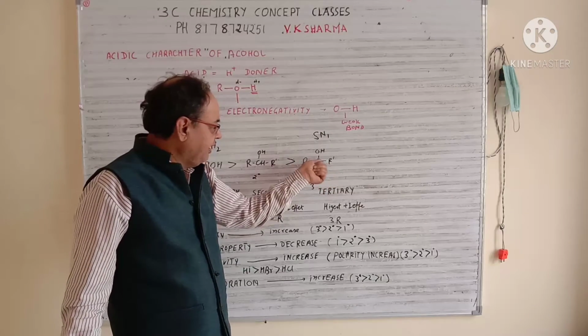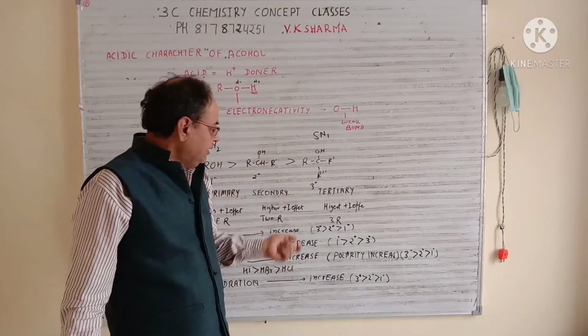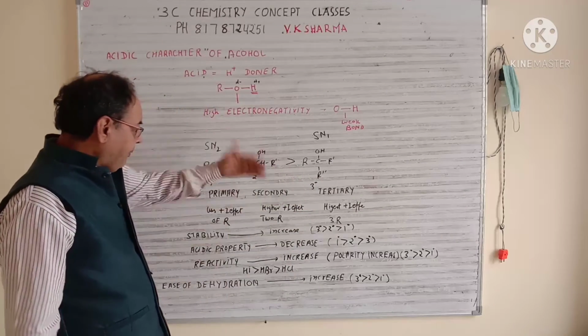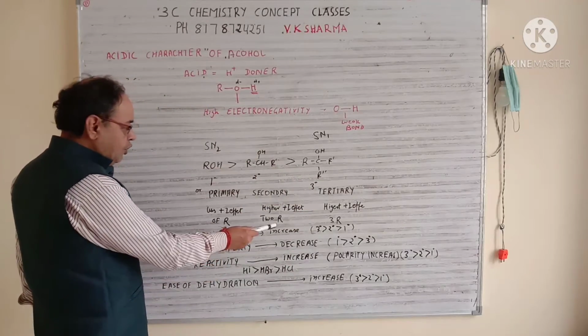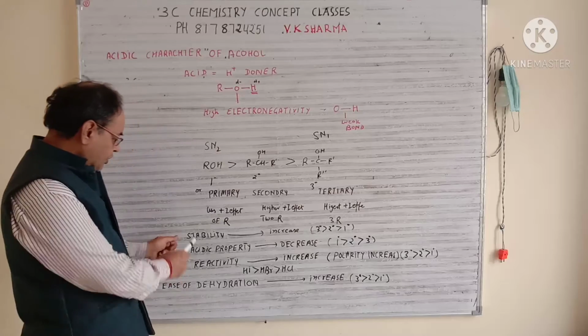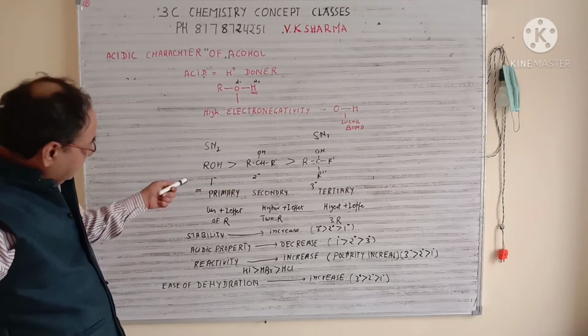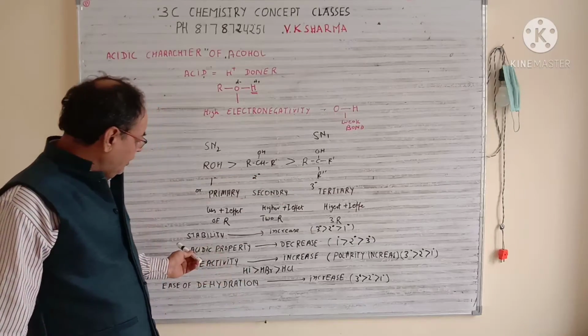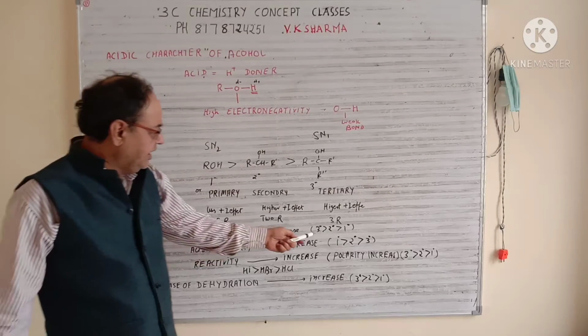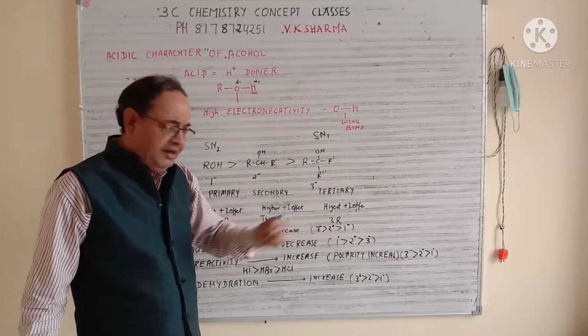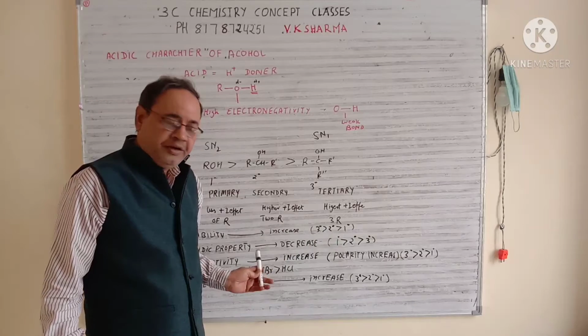So all will give the electron to the carbon. Now what happened on this way with 1R, with 2R, with 3R? If you see the stability, that increases in this order. So stability increases as 3 degree is more stable than 2 degree than 1 degree. So this is your one result.